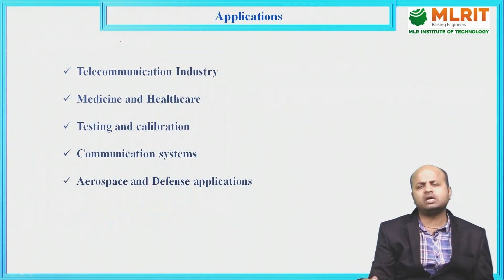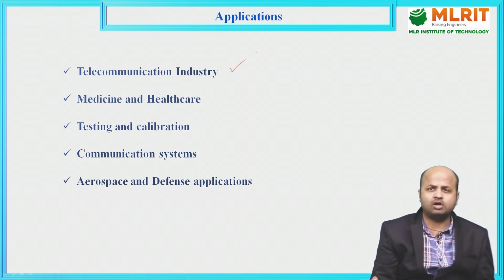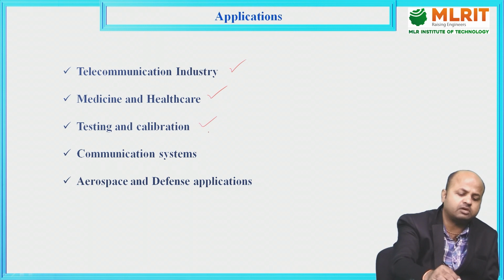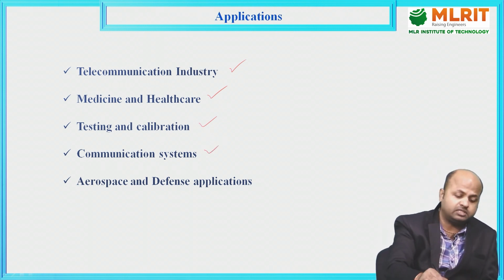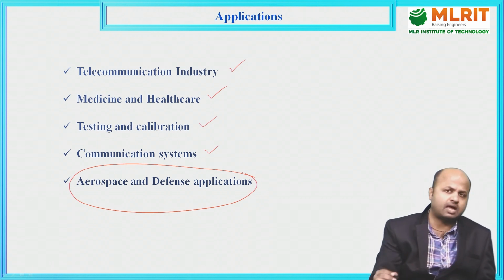Already we discussed how to generate the RF signals. So here are a few applications of the RF signal generator. It is widely used in the telecommunication system, medicine, healthcare, testing and calibration of equipment, in the communication system, and the major role is in aerospace and defense applications. So a proper understanding of RF signals is required to understand all these applications.